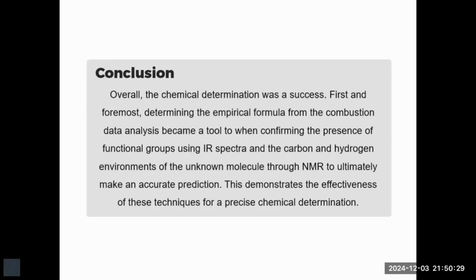Overall, the chemical determination was a success. First and foremost, determining the empirical formula from the combustion data analysis became a tool when confirming the presence of functional groups using IR spectra, as well as confirming the carbon and hydrogen environments of the unknown molecule through NMR to ultimately make an accurate prediction. This demonstrates the effectiveness of these techniques for a precise chemical determination.